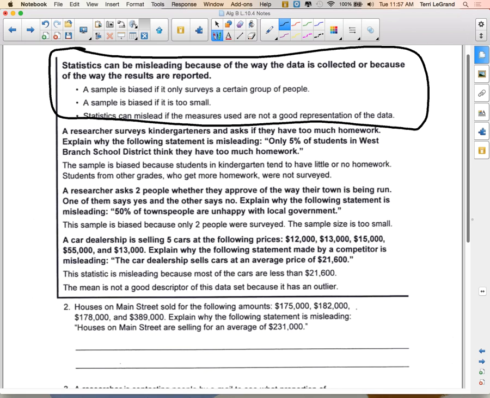Give me another example of bias when you want to, so you're only going to survey a certain group of people.